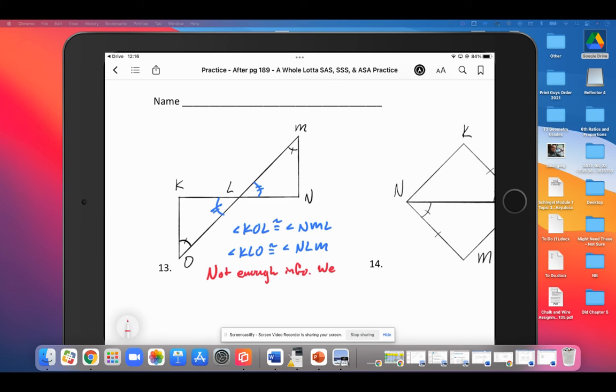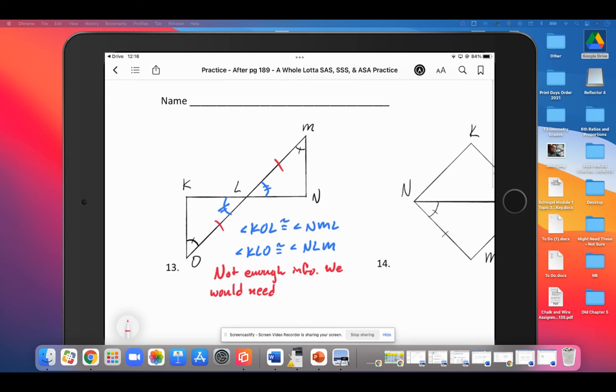We would need the side that is trapped by those two angles. So even if we knew this side right here, it would not work using the three theorems that we already know. So we would have to know that this side was the same length as that side. We don't know that. And so not enough info, we would need to know that OL is congruent to ML, and we don't.